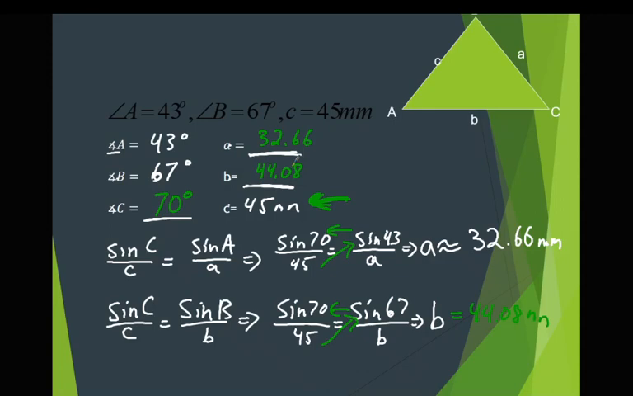Okay, so the bigger the angle, the bigger the opposite side. Okay, so 70 degrees, my biggest angle of the three angles, should have my biggest side, which is 45. Yep. 67 degrees is really close to 70. That's why this side B is really close to 45. See how it's 44 and that's 45? And the smallest angle, which is A, does have the smallest side, which is 32.